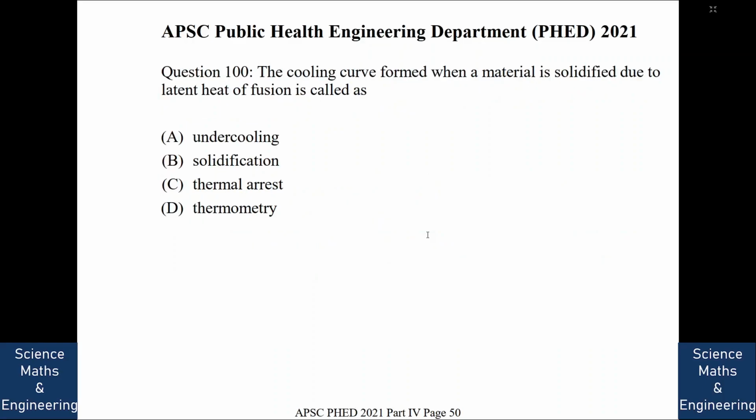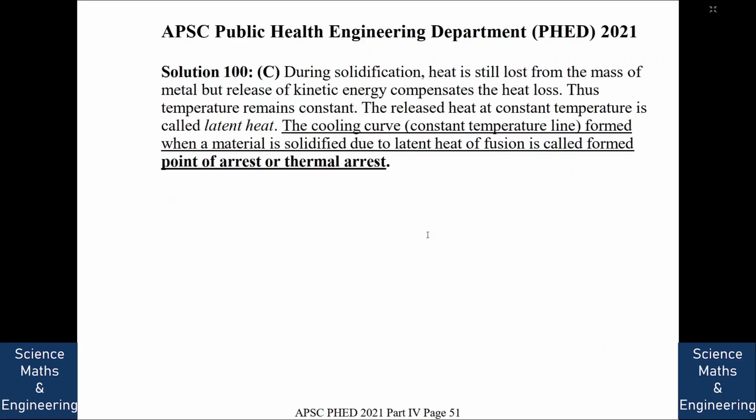The cooling curve formed when a material is solidified due to latent heat of fusion is called, so it is called thermal arrest. During solidification, heat is still lost from the mass of the metal, but release of latent energy compensates the heat loss. Thus the temperature remains constant. The heat release at constant temperature is called latent heat, and the cooling curve, that is the constant temperature line formed when a material is solidified due to latent heat of fusion, is called point of arrest or thermal arrest.